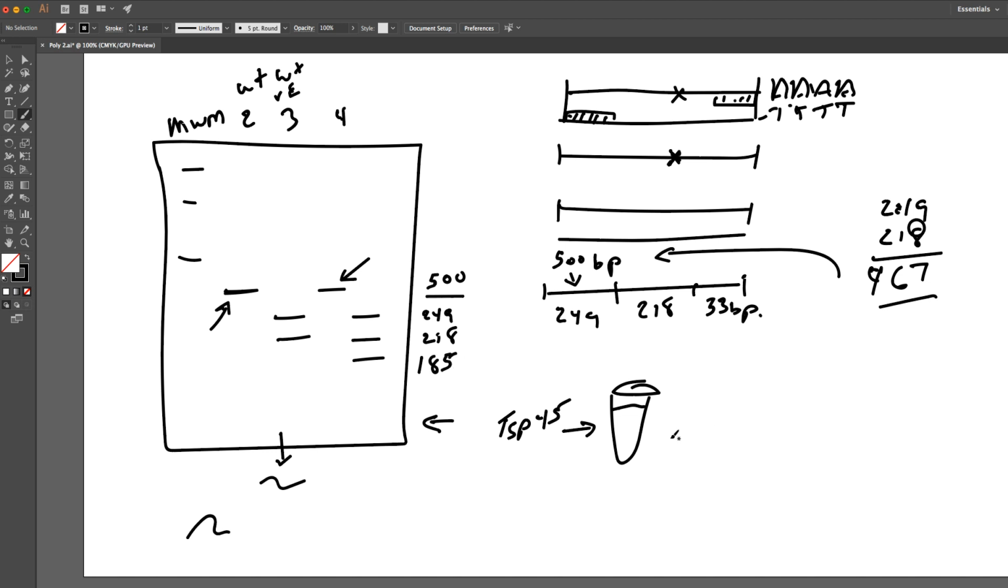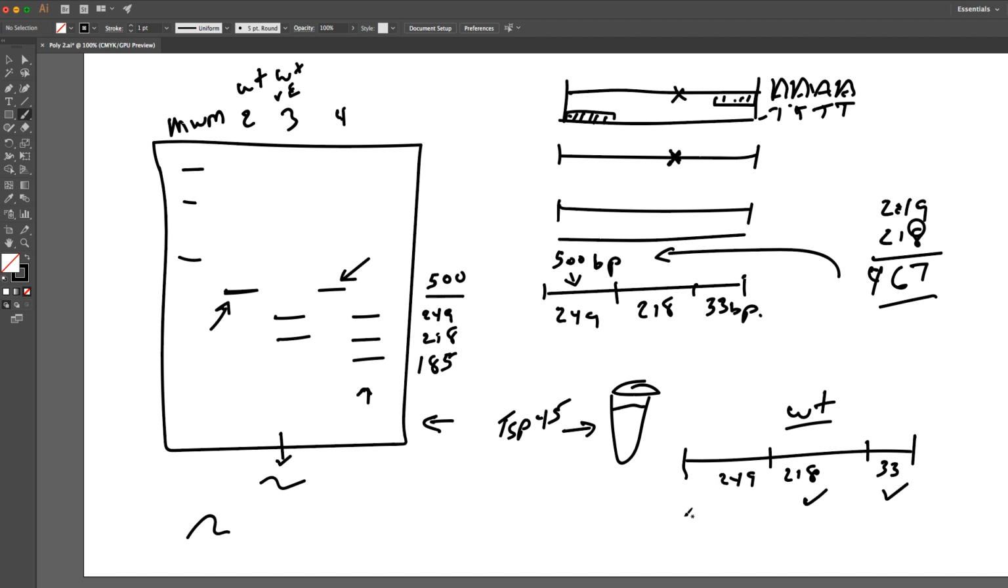So that's weird because the math, once again, doesn't really add up. So we have a band that's at 249. We have a band at 218. And now we've figured out that there must be a band that's 33 base pairs long. And in this lane here, you have a band at 218. You have a band at 33, which runs off the bottom of the gel. And we have one band at 249. And the wild type should cleave this way.